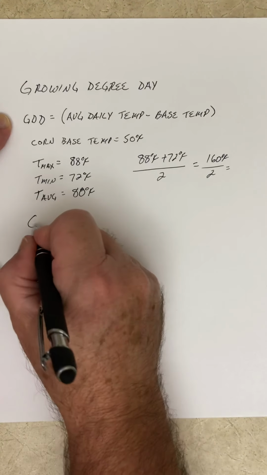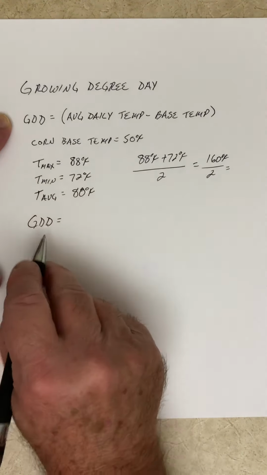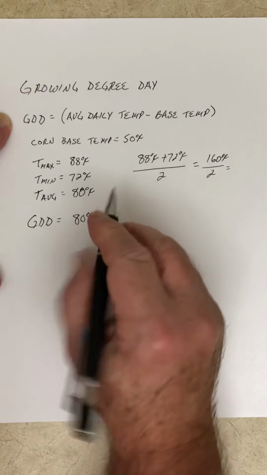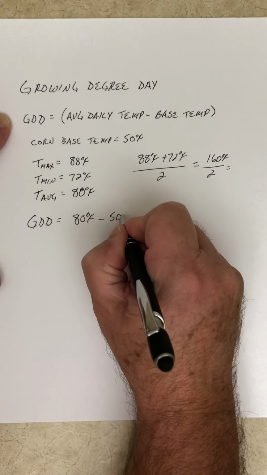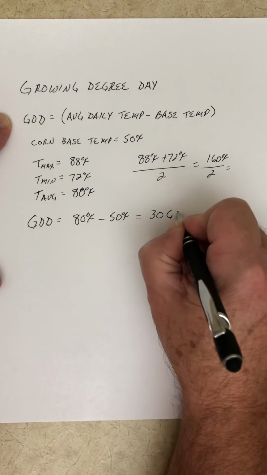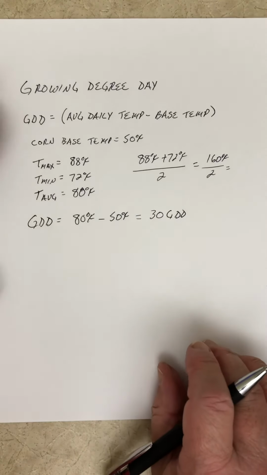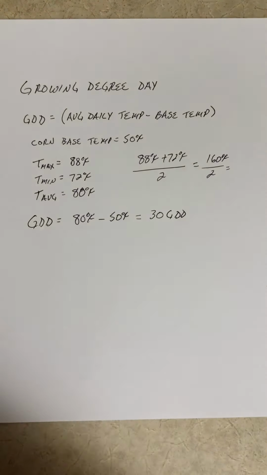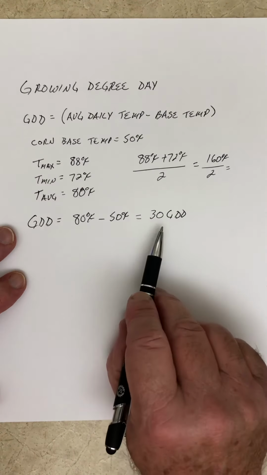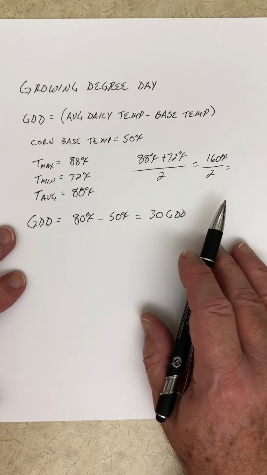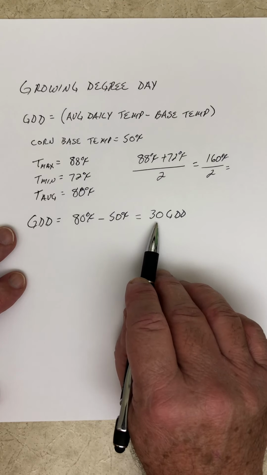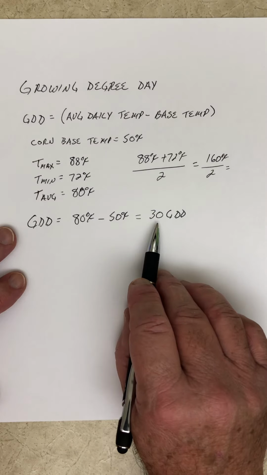Okay. So our growing degree day total on that particular day, specific to corn, is going to be 80 degrees Fahrenheit minus the 50 degree base temperature. And so you will accumulate 30 growing degree days on this particular date. Okay. So if you're planting a corn crop, and maybe you know that this corn is going to be ready to harvest when you've accumulated maybe 1,300 growing degree days. So on this particular day, you have accumulated 30 of that 1,300 growing degree days.